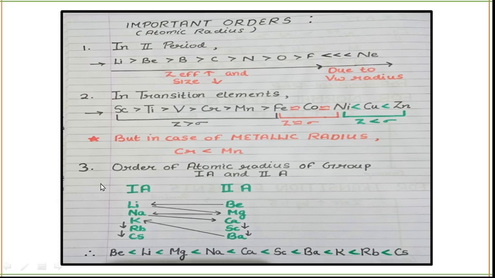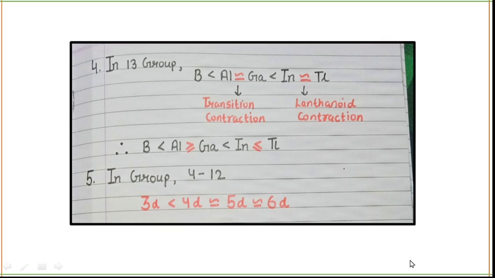The next point is the order of atomic radius of group first A and second A. If you have been asked about the relationship of atomic radius between first A and second A, you have to follow this trend in which beryllium has the least atomic size while cesium has the greatest atomic size. You have to remember this point.